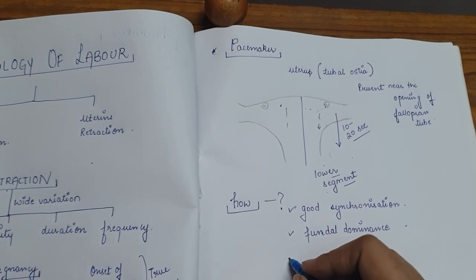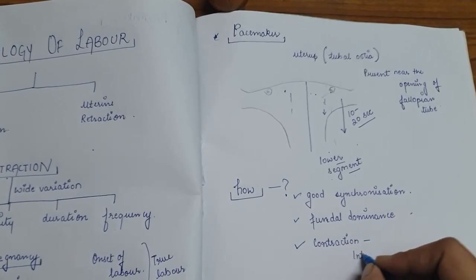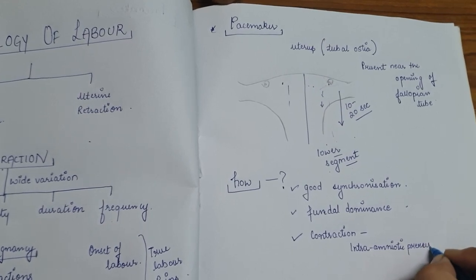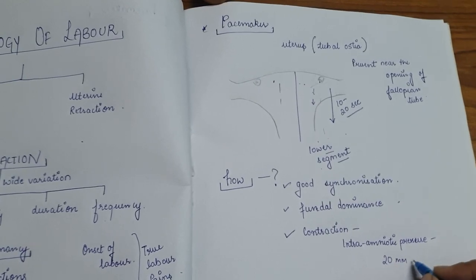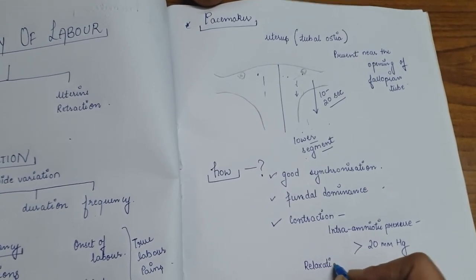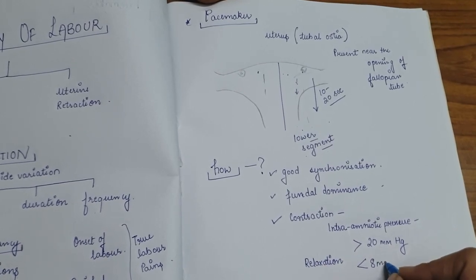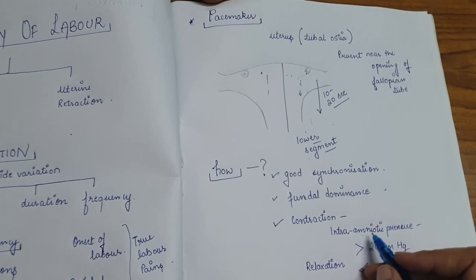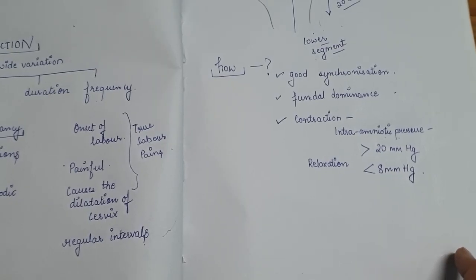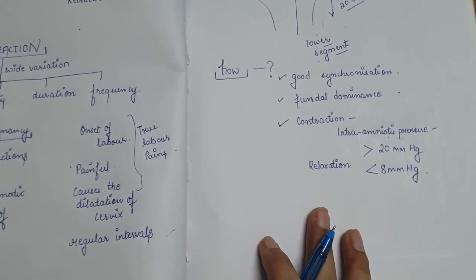And next, during contractions, the intra-amniotic pressure rises above 20 mm of Hg, and during relaxation, or the intervals between the contractions, the intra-amniotic pressure becomes less than 8 mm of Hg. Intra-amniotic pressure is the pressure of amniotic fluid in the amniotic sac. So we discussed how the contractions actually work, and now we will move towards what contractions actually do.